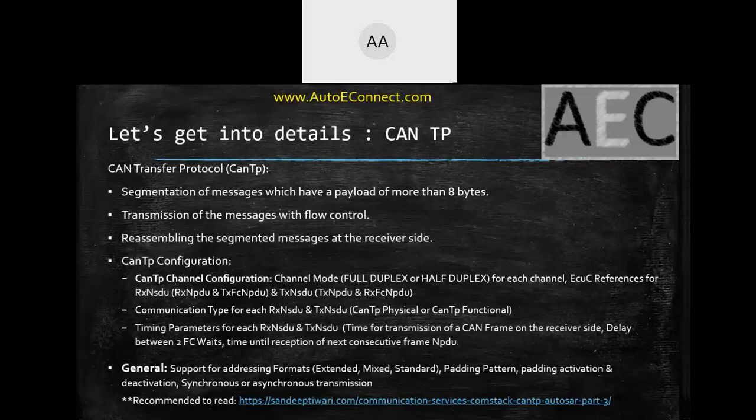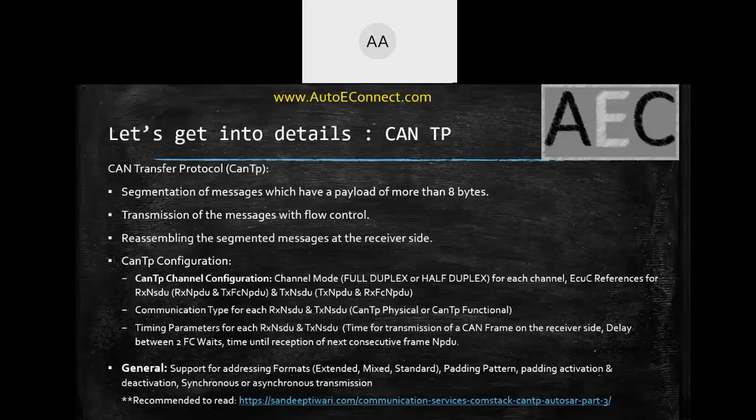And again, for these respective CAN TP channels, we will have the references for the RX NSDU, and each RX NSDU will have the RX NPDU and TX. So you will have the normal network PDUs, and you will have the functional NPDUs and the normal NPDUs. There are different types of PDUs in any ECU.